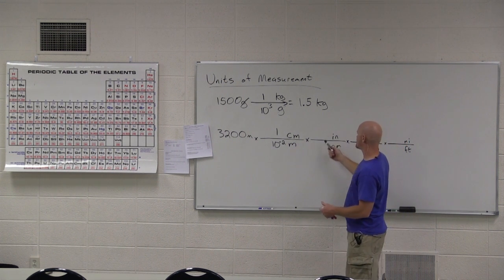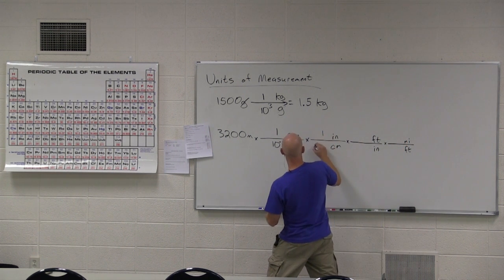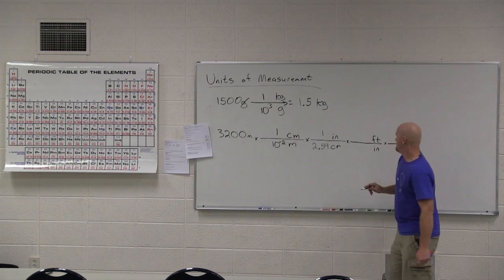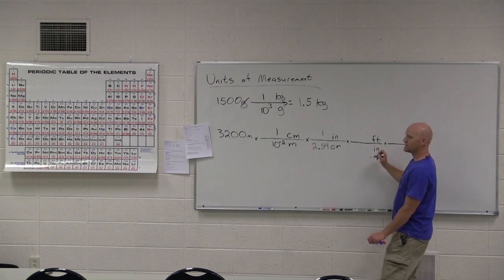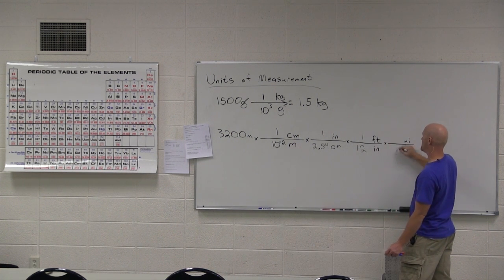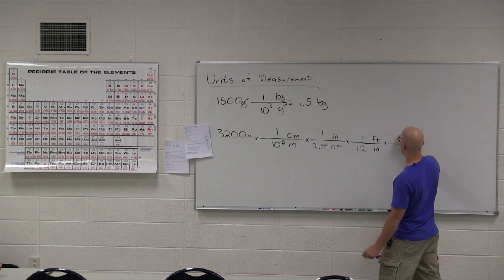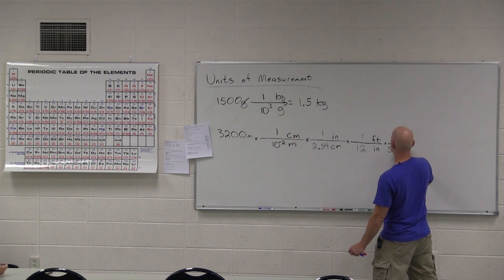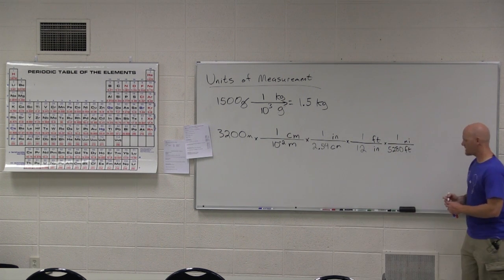Cool. What about inches to centimeters? Well, that's the one that's provided. 1 inch is equivalent to 2.54 centimeters. Finally, feet and inches. 1 foot is 12 inches, and feet and miles. That was also provided on your handout. Good, 1 mile is 5,280 feet.